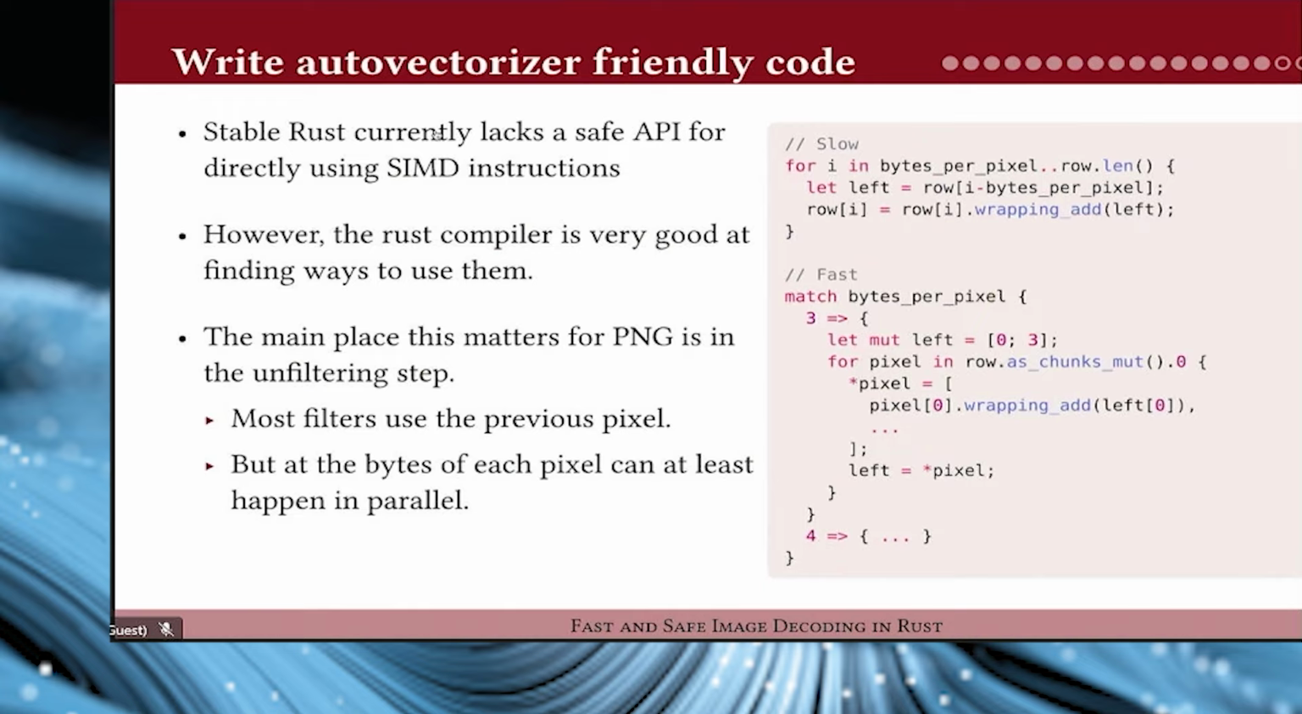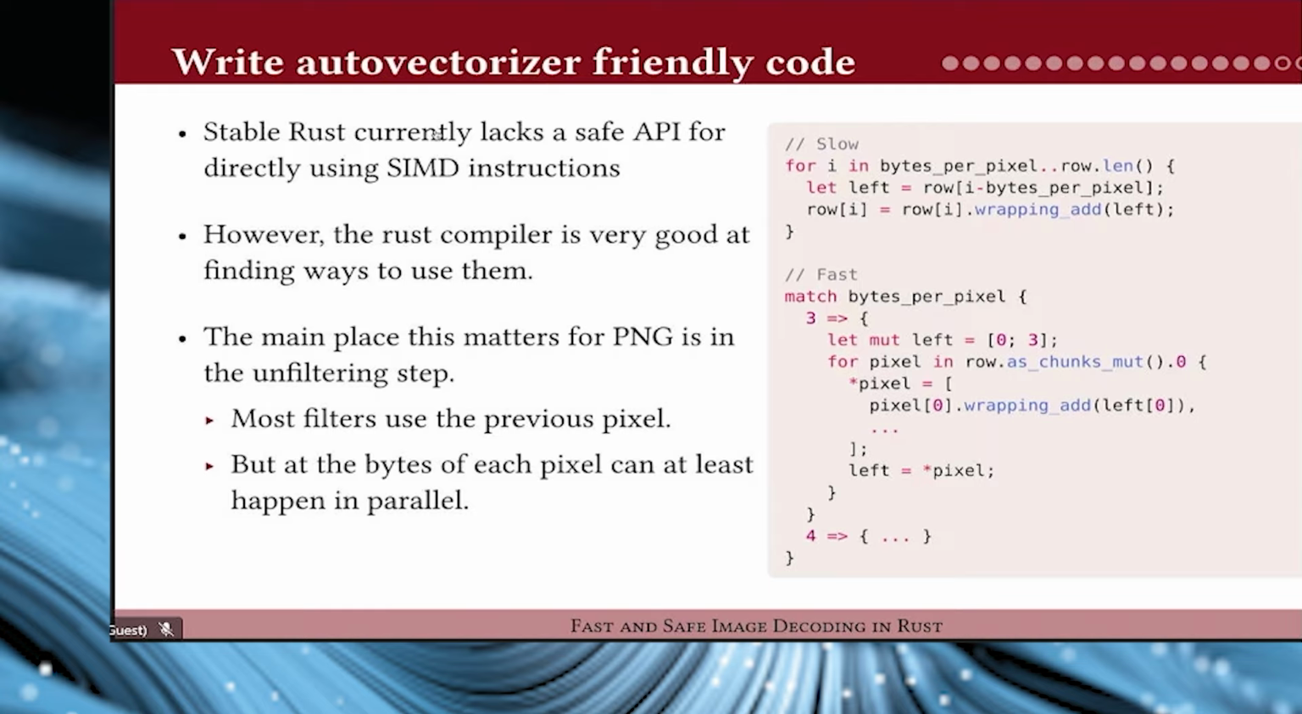One of the challenges, though, is that stable Rust doesn't have a safe API for using SIMD. Or it doesn't have a stable API that you can use exclusively with safe code.